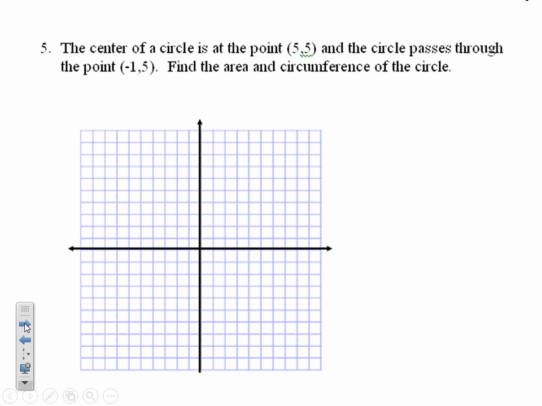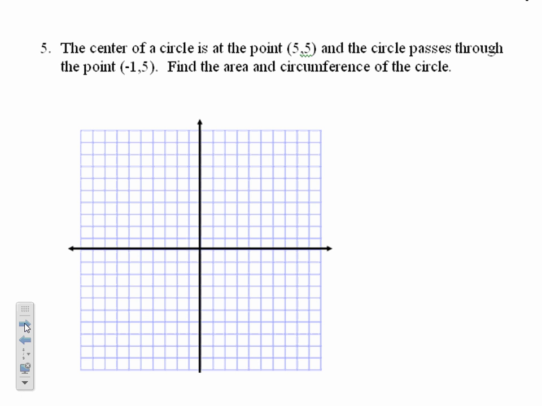And let's take a look at this last one. The center of a circle is at the point 5, 5, and the circle passes through the point -1, 5. Find the area and circumference of the circle. Sometimes we can put circles on graphs. Don't worry about it. Draw a picture.